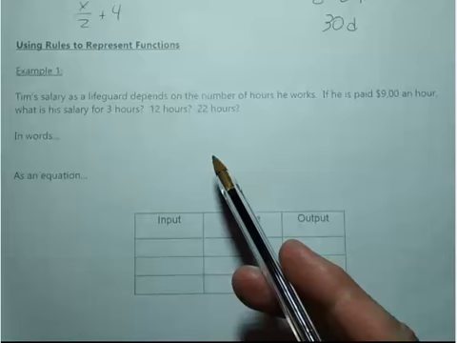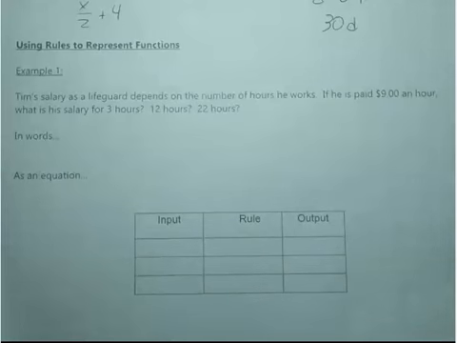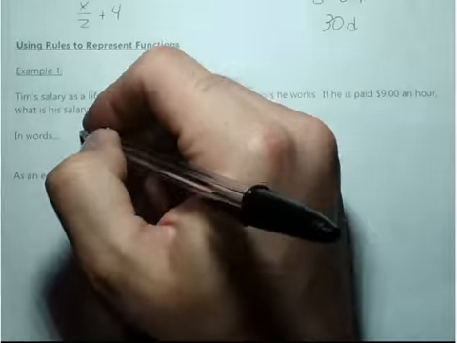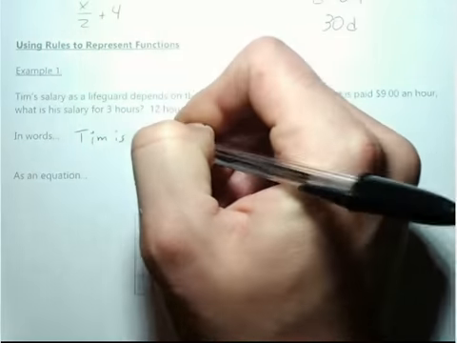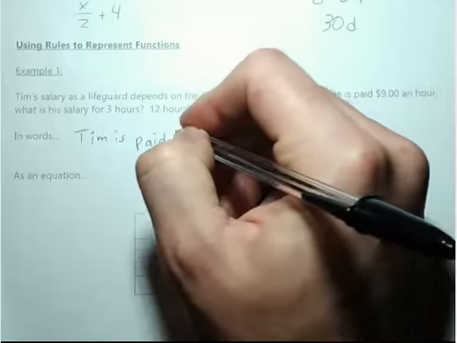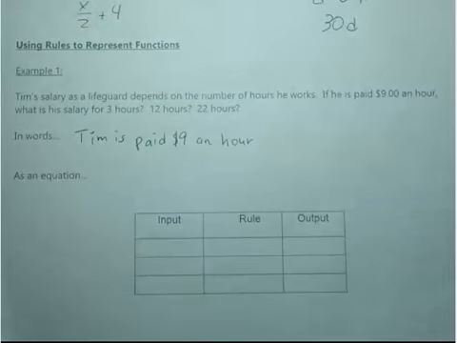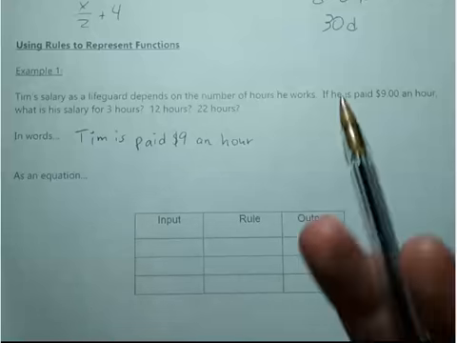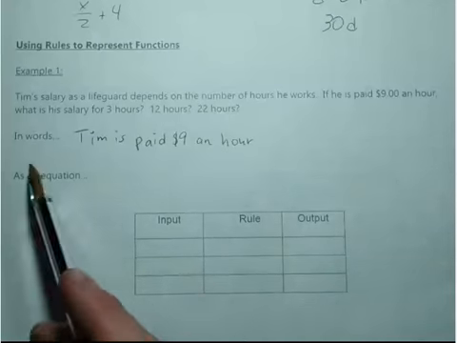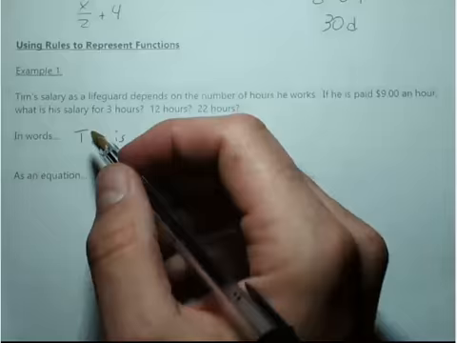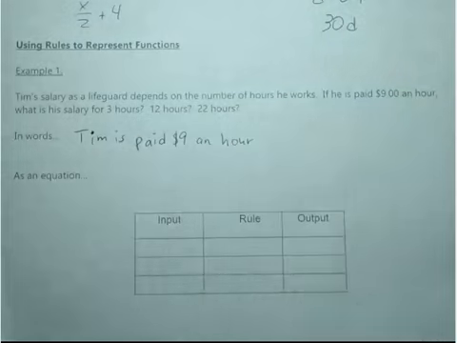So in other words, this problem is saying Tim is paid $9 an hour. So I want you to write down, Tim is paid $9 an hour. I mean, him working as a lifeguard, that's kind of irrelevant. Basically, the important part of this problem is Tim is paid $9 an hour.